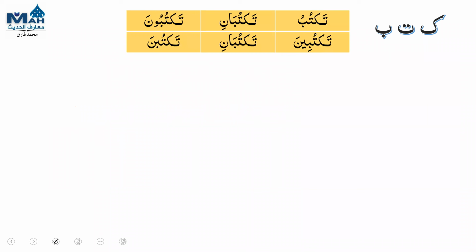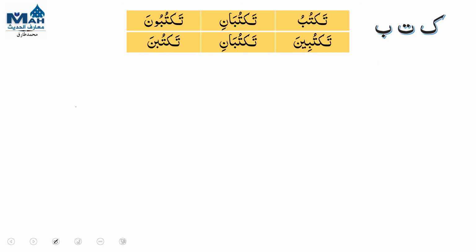Okay, so now the next root letter, can you read? Kaf, ta, ba, kataba. Okay, so make the fi'l amr directly. Apply everything without discussing. Just go direct. Okay. Uktub, uktuba, uktubu, uktubi, uktuba, uktubna. Excellent. Very good. MashaAllah.